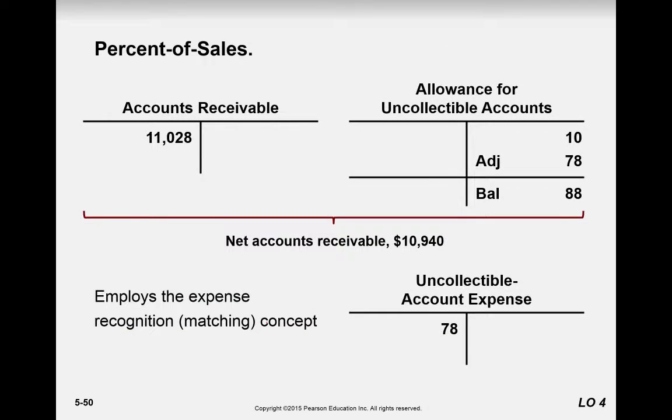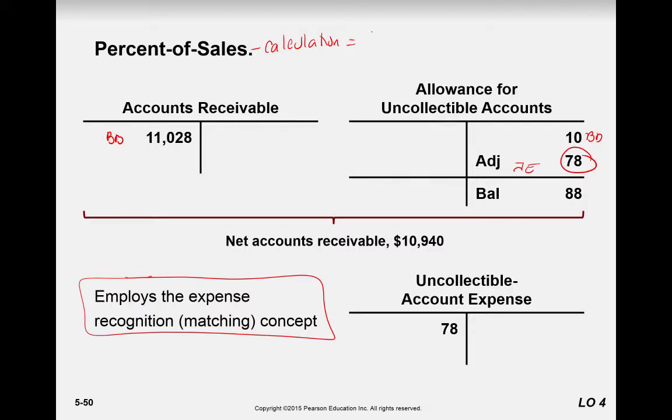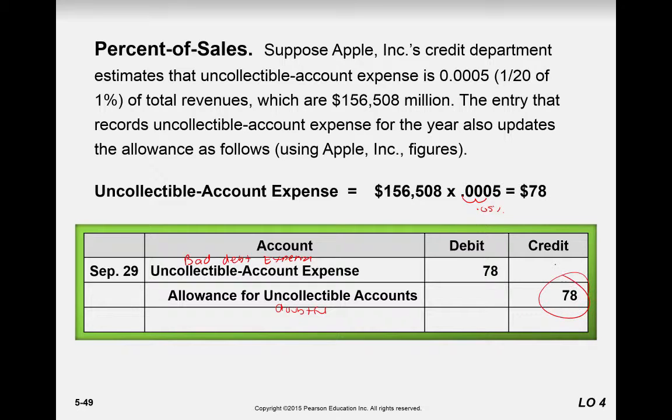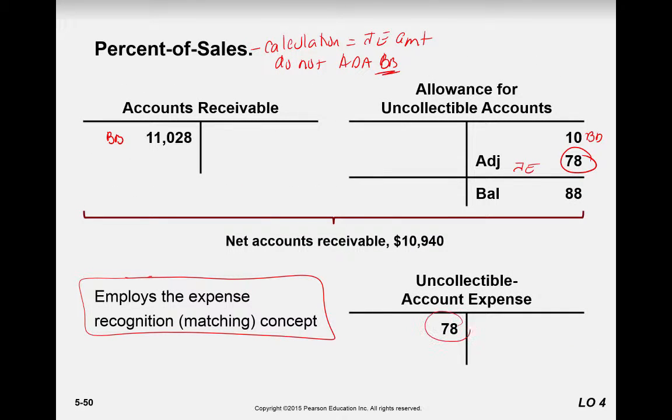And then here's your beginning balance, and notice the 78. This is the amount of the journal entry. So the journal entry and the amount that we're booking are the same. This is very important in the percentage of sales method: the calculation gives you your journal entry amount. You do not have to worry about the allowance for doubtful accounts beginning balance with this method. As you can see, the 78 we recorded is the 78 that we're adding, and that's what shows on our uncollectible or bad debt expense.